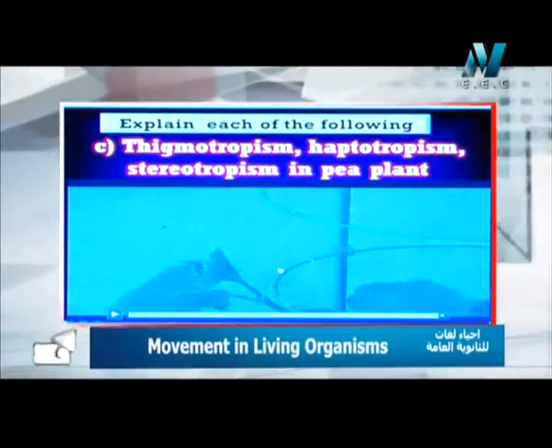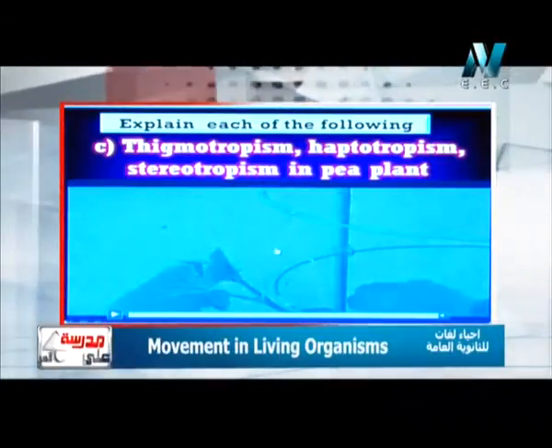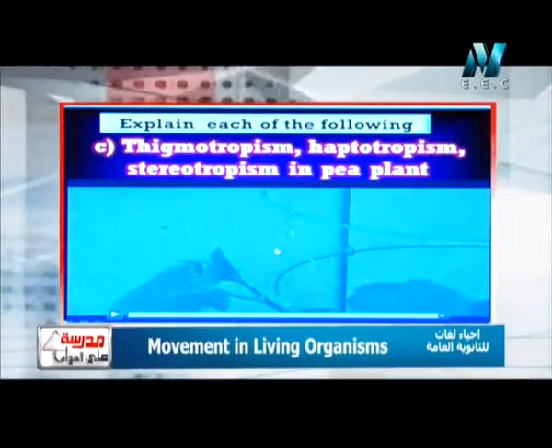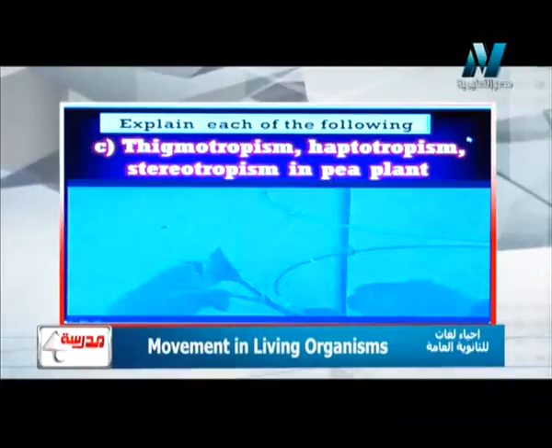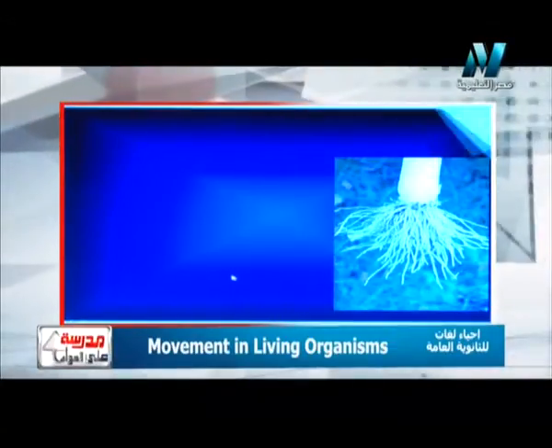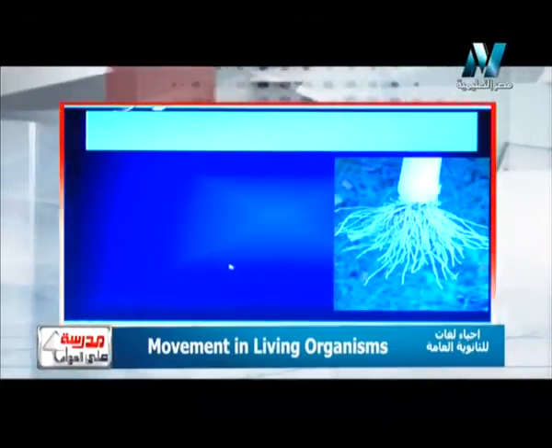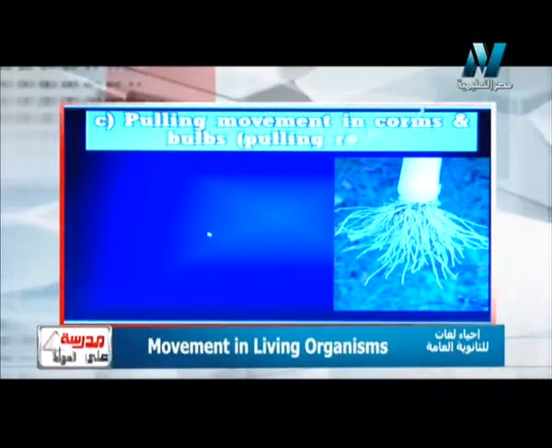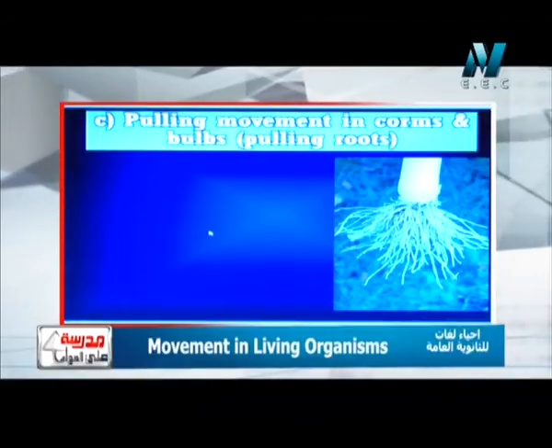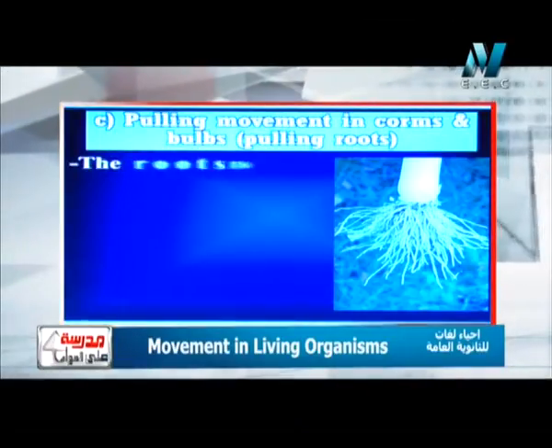But if the tendril does not find a support, the tendril will die and the plant will form another tendril. So that is the third kind of movement in plants. The fourth kind, or the second kind of the pulling movement, which acts as haptotropism, is a pulling movement by roots, which is called the pulling movement.